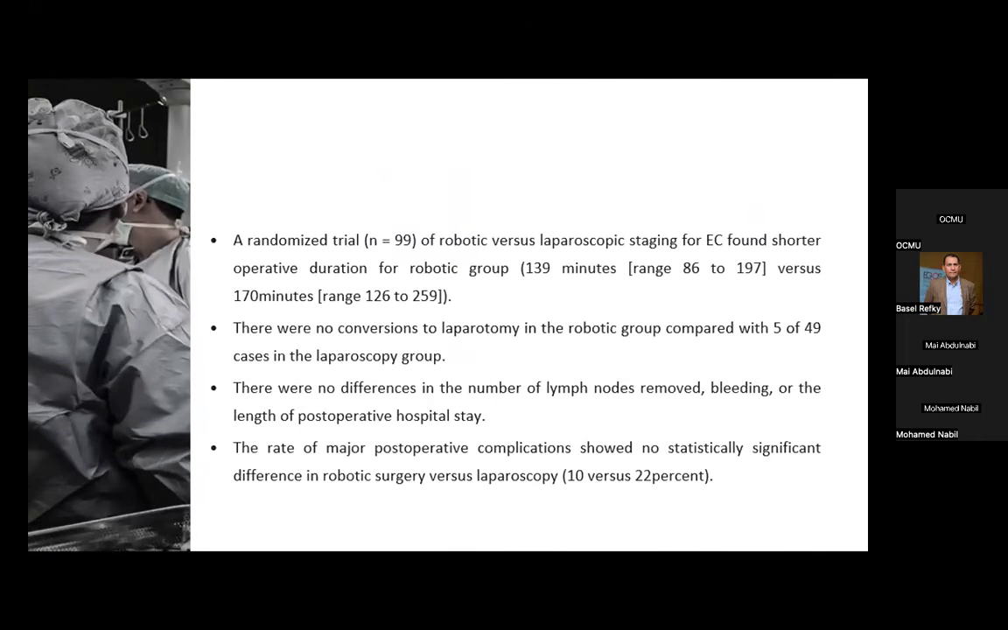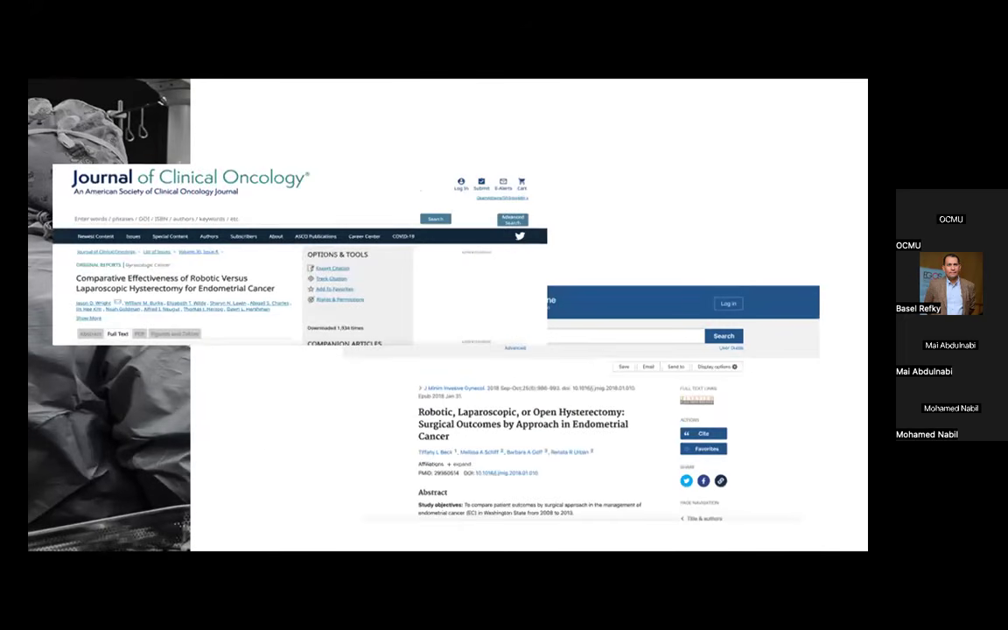So this is a trial about the feasibility of robotic surgery. The randomized trial of about 100 patients, robotic versus laparoscopic surgical staging for endometrial cancer, found shorter operative duration for the robotic group. And there was no conversion to laparotomy in the robotic group. As we said, the robotic gives you much more confidence to operate especially on morbidly obese patients. There was no difference in the number of lymph nodes removed, the bleeding, or the length of post-operative hospital stay. The rate of major post-operative complications showed no difference between both groups.